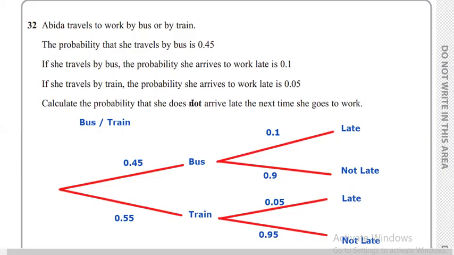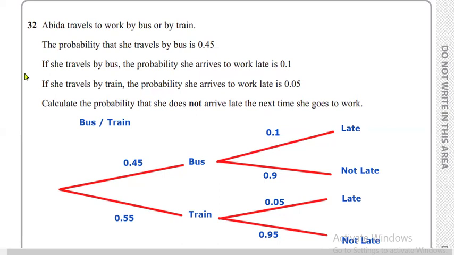So they didn't tell us bus or train. They didn't decide if it's bus or train. They said not late, not late only. This means we have to use both paths. The bus path, not late, and the train path, not late.